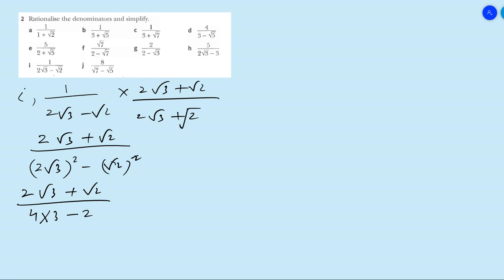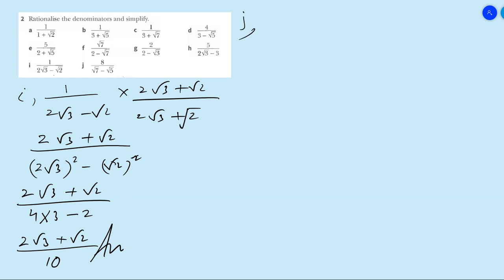2 root 3 plus root 2 upon 4 times 3 is 12. 12 minus 2 is 10. Final answer is 2 root 3 plus root 2 upon 10. Come to part J.